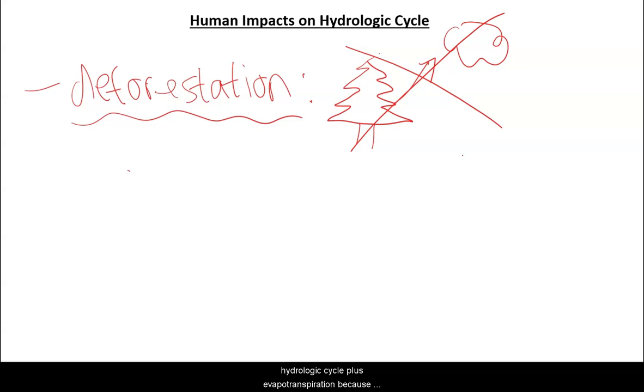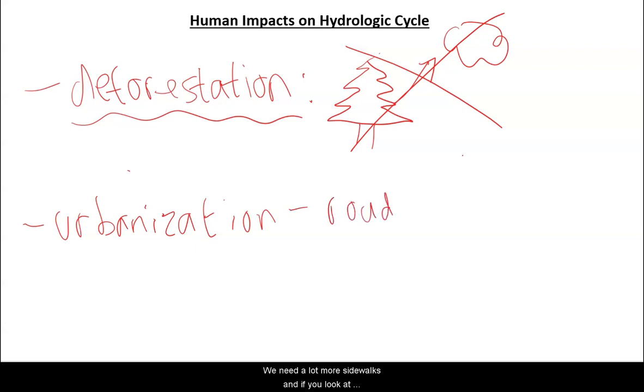Another thing that has impacted the hydrologic cycle is really urbanization. So as we start to build larger cities, we need a lot more roads, and we need a lot more sidewalks. And if you look at what our sidewalks and roads are made out of, it's not soil and it's not grass. It's more inorganic compounds like concrete.